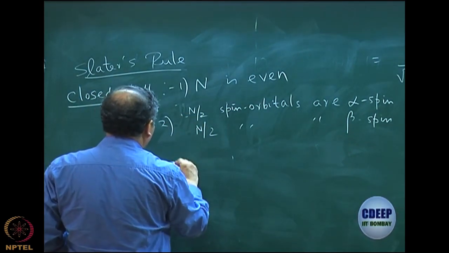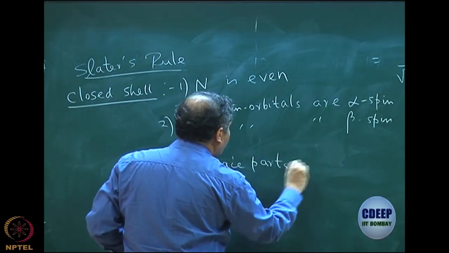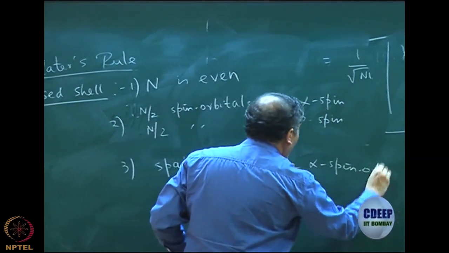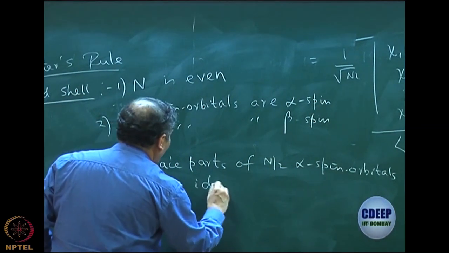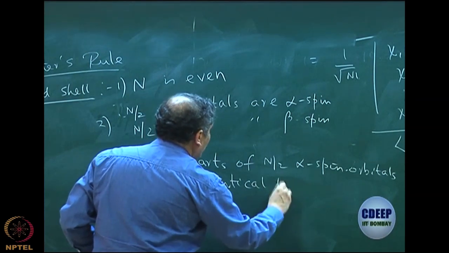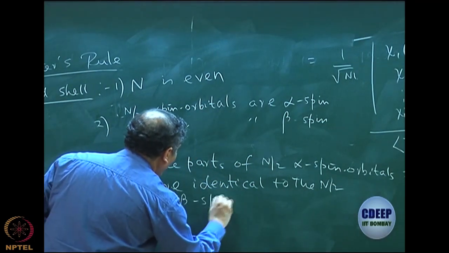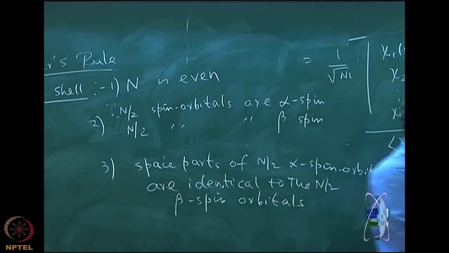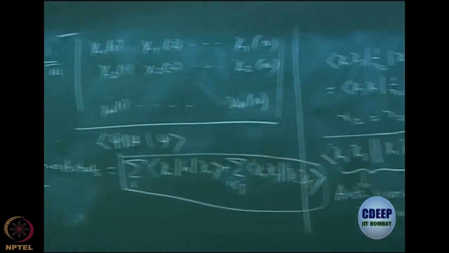This is number two. Then number three is that the space parts of n by 2 alpha spin orbitals are identical to the n by 2 beta spin orbitals. So they are actually identical. The space part of the n by 2 alpha spin orbitals completely overlap with the space part of the beta spin orbitals. Is it clear?